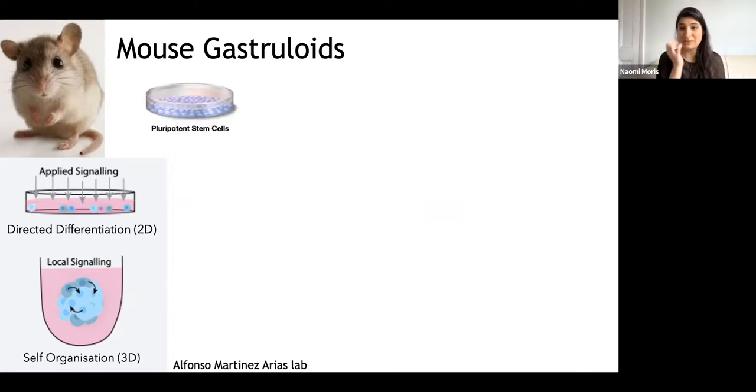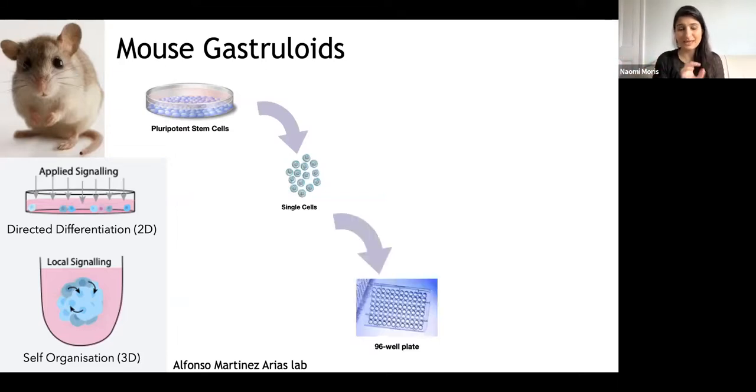And so the methodology is that we take pluripotent stem cells, either mouse embryonic stem cells or mouse iPS cells, induced pluripotent stem cells, and we dissociate them into single cells. Then a specific number of single cells are plated into each well of a 96-well plate. It's typically between 200 and 500 or 600 cells. Routinely, we use about 400.